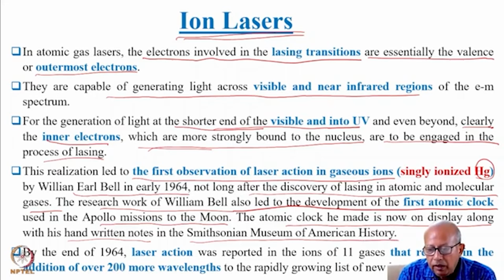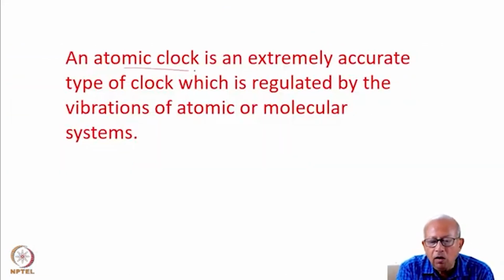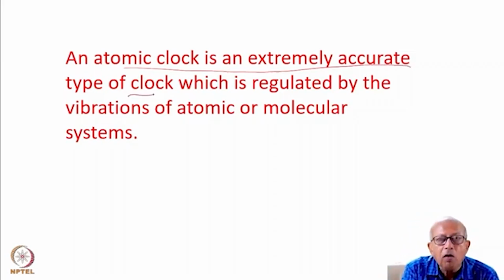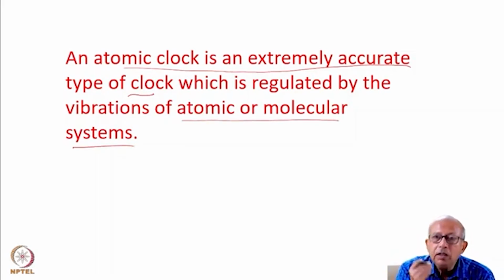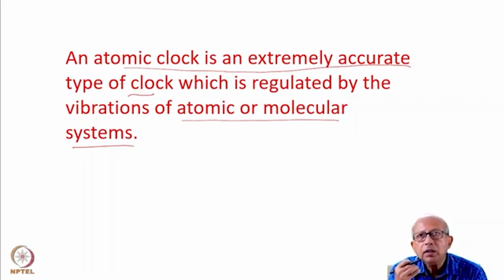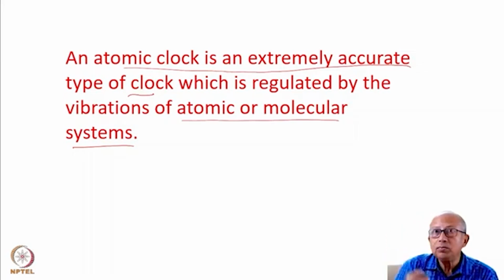You may know that an atomic clock is an extremely accurate type of clock, the time of which is regulated by the vibrations of atomic or molecular systems. If you know the time of vibration, you can of course translate it into the actual time. So it basically helps you to measure time almost without any error. And such accurate measurement of time is indeed very important for space missions like the one that took place on the moon many decades ago.